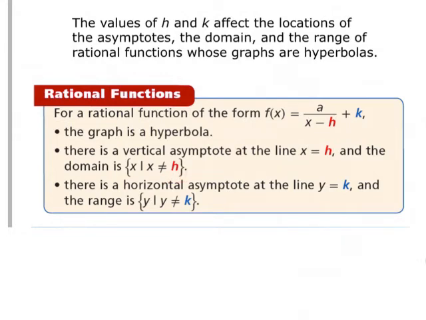Now, when we look at the horizontal asymptote, your horizontal asymptote is going to be y equals the k value. So this is going to be your horizontal asymptote, which means your range is going to be all the real numbers except for where y is equal to k.